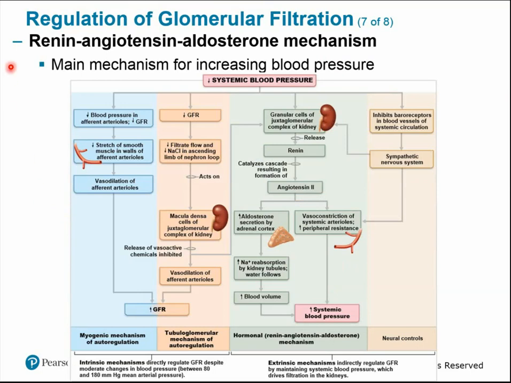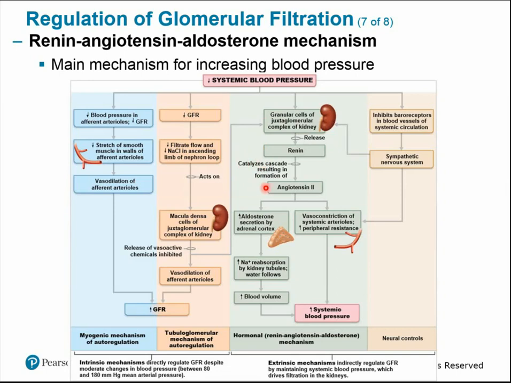And then finally, the renin-angiotensin-aldosterone mechanism that we've talked about before. This is our main extrinsic mechanism for raising blood pressure. Those granular cells in that juxtaglomerular complex in the kidney, remember those smooth muscle cells, they have mechanoreceptors to detect stretch and pressure. So if blood pressure gets too low, they're not going to stretch as much, so they're going to release renin. Renin kickstarts this whole cascade effect.